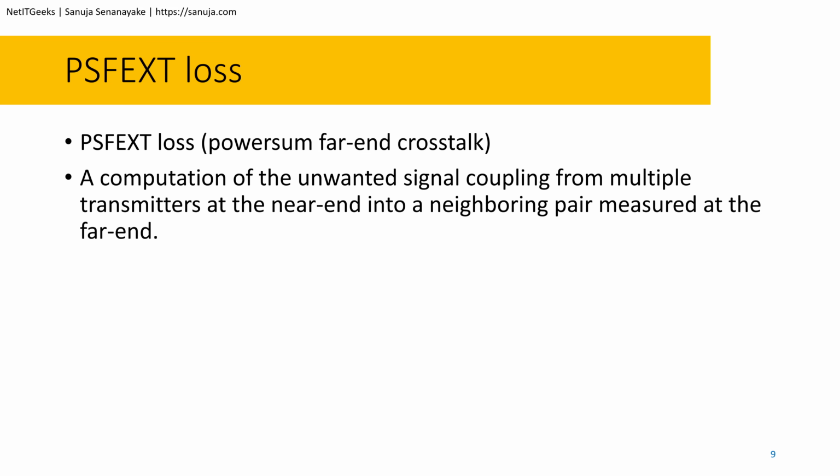So if your exam question asks what is the primary cause of PSFEXT loss, you need to know it is crosstalk. Crosstalk is the primary cause of PSFEXT loss. So crosstalk occurs when the signal from one wire capacitively or inductively couples into another wire, creating interference. This is basically what this particular loss is.